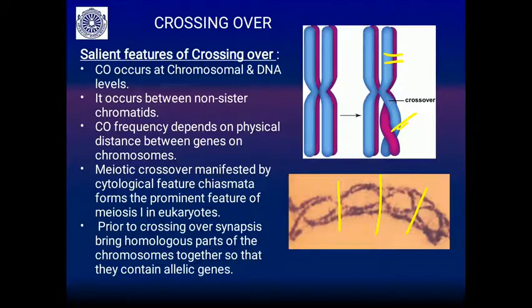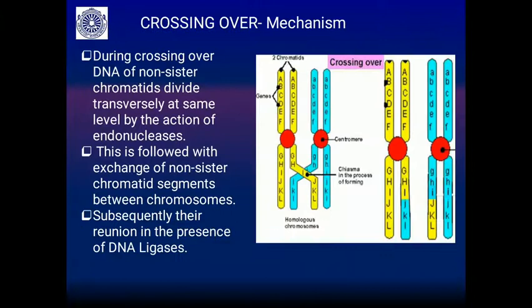Prior to crossing over, synapsis brings the homologous parts of the chromosomes together so that they contain allelic genes. So, this shows the importance of synapsis. During crossing over, the DNA of non-sister chromatids divides transversely at the same level by the action of endonucleases, followed by the exchange of non-sister chromatid segments between the chromosomes. Subsequently, they reunite in the presence of another enzyme, DNA ligase.